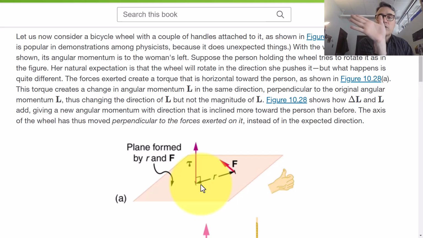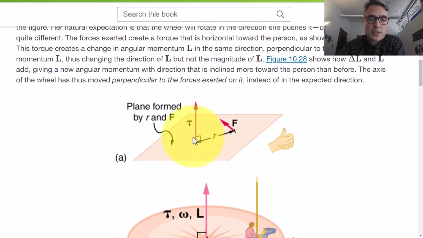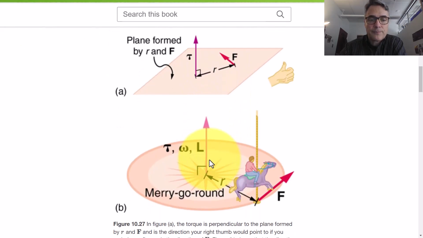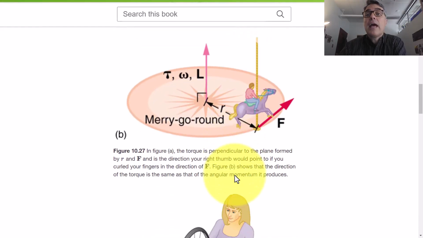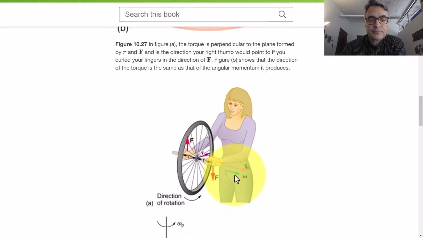And whenever you do the cross product of two vectors, you take the first vector and have your fingers sort of outstretched. That's the direction of the first vector, R. And then the second vector, F in this case, you bend your fingers towards that second vector, and then your thumb points in the direction of that cross product. So the cross product is always perpendicular to the plane of the two vectors that are being crossed. And so R cross F is tau. And tau is also the direction of any little change in L, the angular momentum.